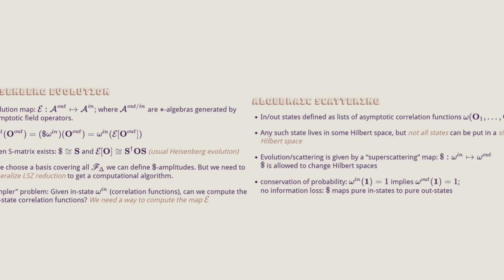And what I'm going to do is start with some in state. I'll actually take a two-particle state, just for simplicity. And I want to compute some out correlation function. And for the operator whose out correlation function I want, I'm going to use exactly the memory. So an actual infrared observable.